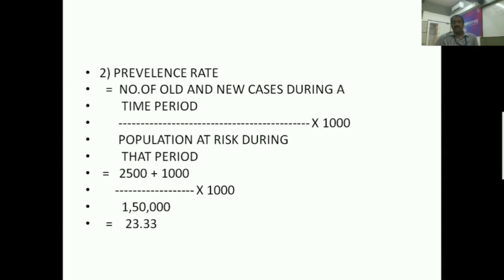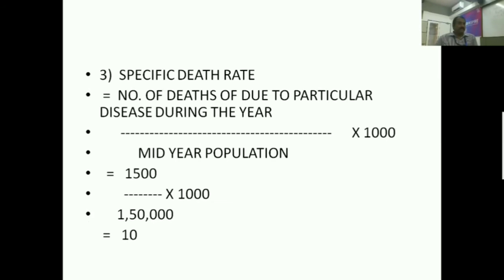Next one is the prevalence rate. In the prevalence rate, we are going to consider both the number of old and new cases during a particular time period, divided by the population at risk in that particular area during the particular time period, into 1,000. That is 2,500 plus 1,000 divided by 1,50,000, into 1,000. That is 23.33. Are you getting the same value? Okay, good.